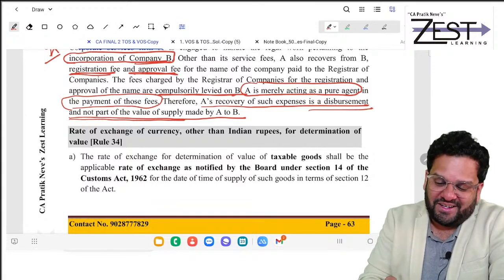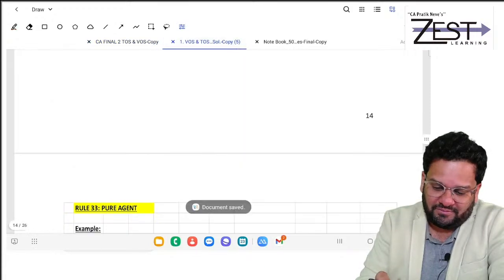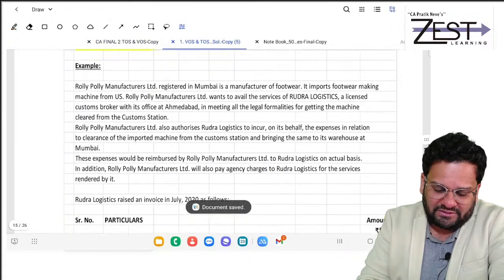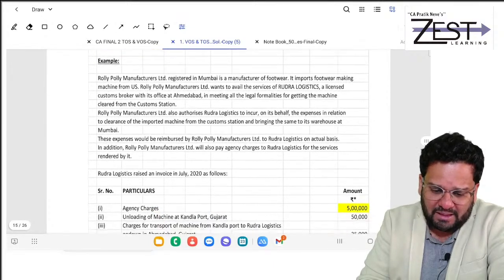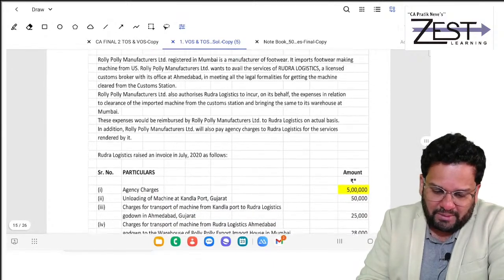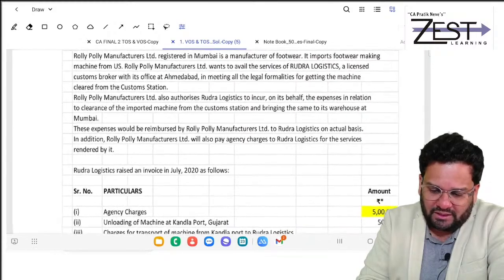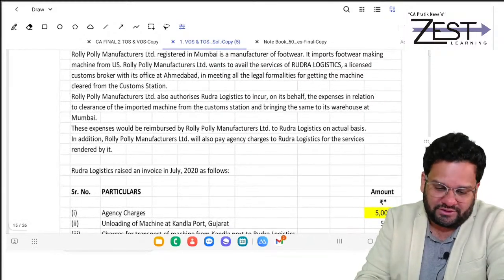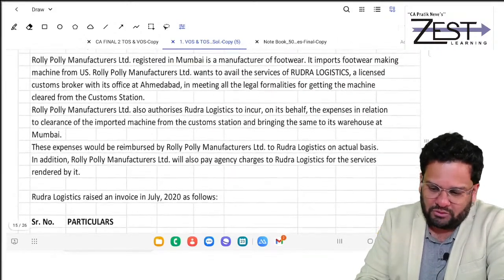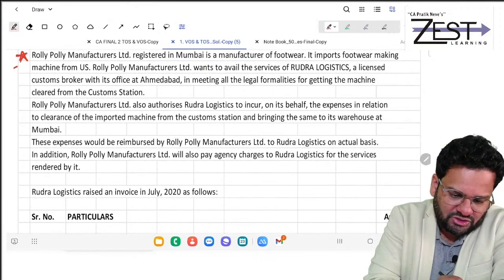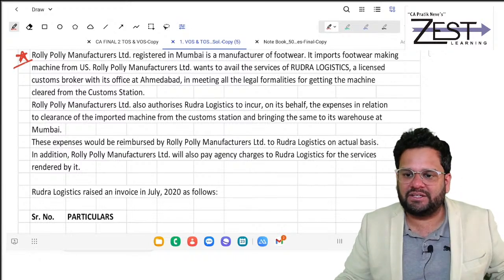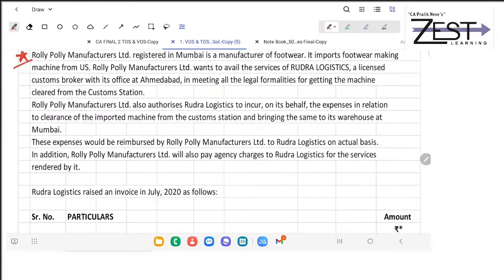Okay, now I am going to one more question. My request to all of you will be, this is an example of pure agent. My request to you will be, take screenshot of this. Are you all with me? This is a question based on pure agent. I'll disappear from your screen. Take screenshot of this.